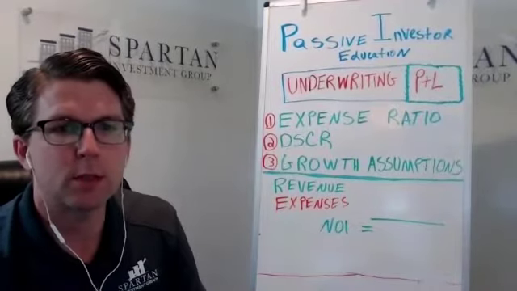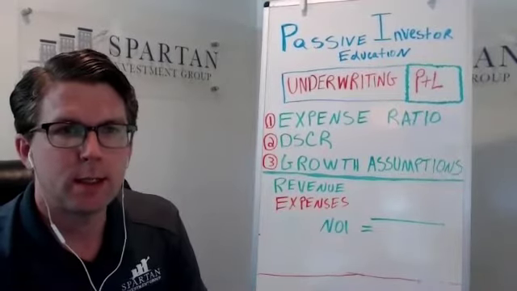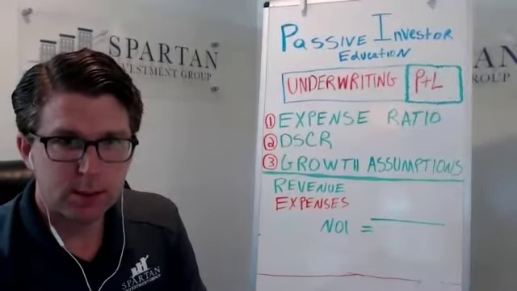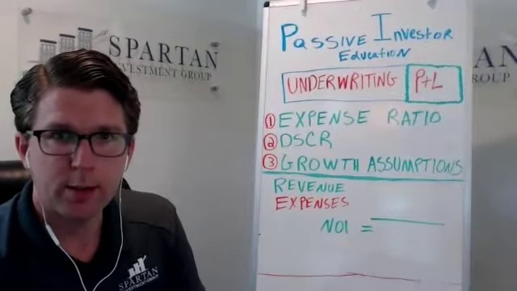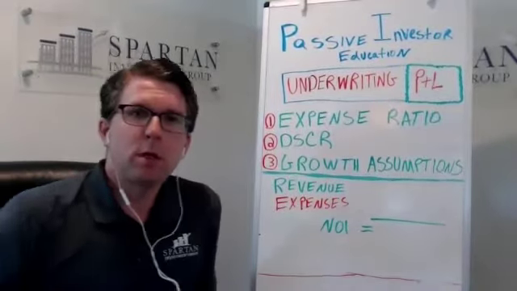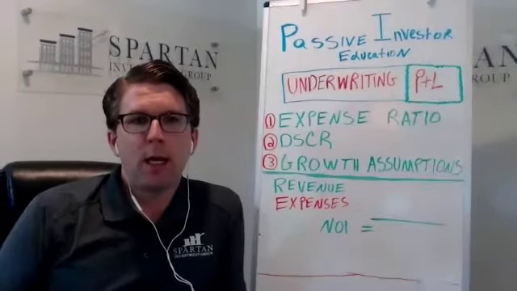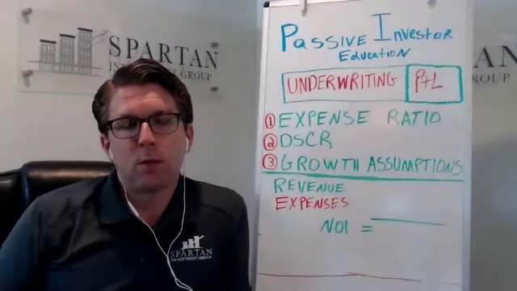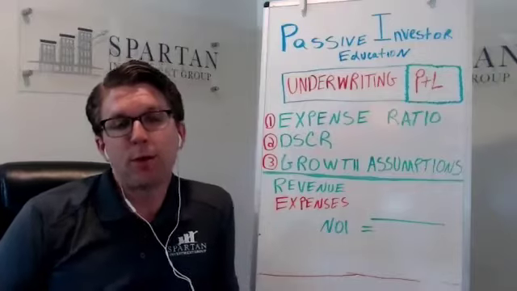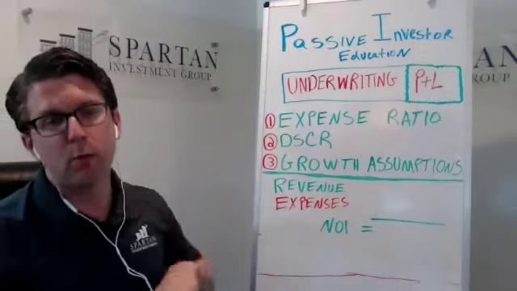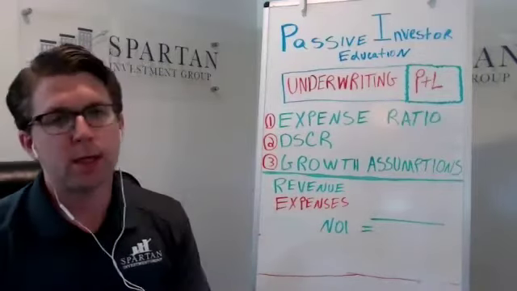So 3 things that we're going to be focusing on are the underwriting file, expense ratio, DSCR, and growth rate assumptions. Those are the 3 things that we look at up here on the board. And the first thing that you want to look at is expense ratio.